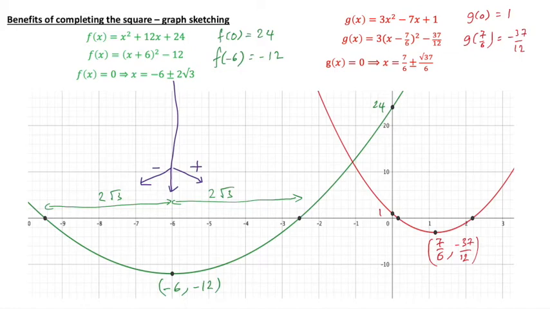For the red one, same sort of job. We have the plus or minus root 37 over 6, and we can see that that's either side of the minimum for that graph.